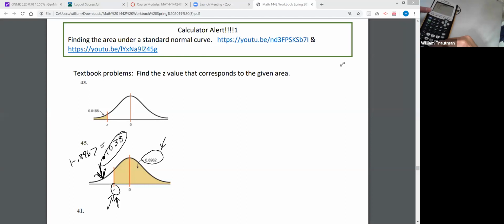0.1038. And when I hit enter, enter, enter, it gives me a negative number. And remember, Z values are 2 decimal places. So this Z value is negative 1.26.